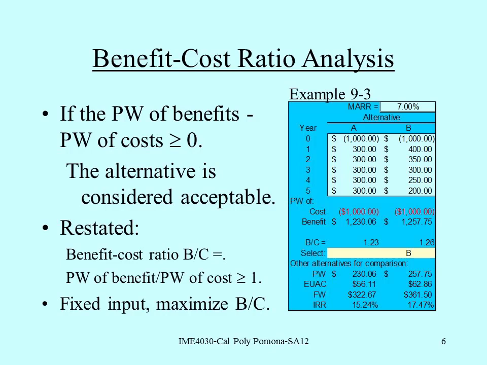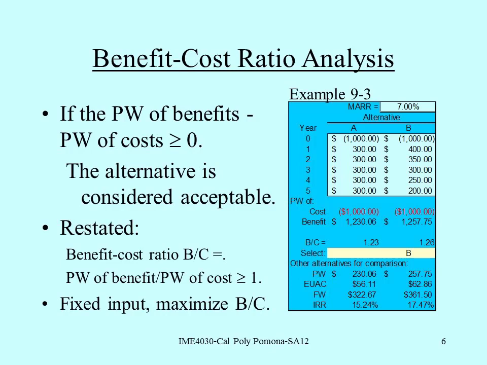And here's an example that takes two different cash flows. This is example 9.3. And if you find the present worth of benefits and the present worth of costs, and then form a ratio of those, you'll see the numbers given for each one, and the higher of the two would be the best one if we have a fixed input situation. So when we have fixed input or fixed output, then we're maximizing the benefit cost ratio.